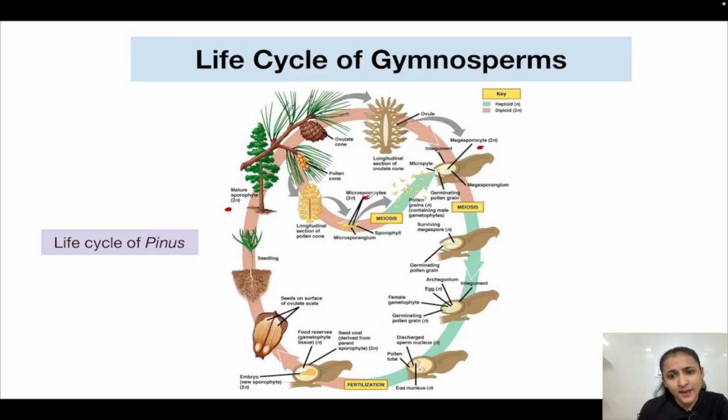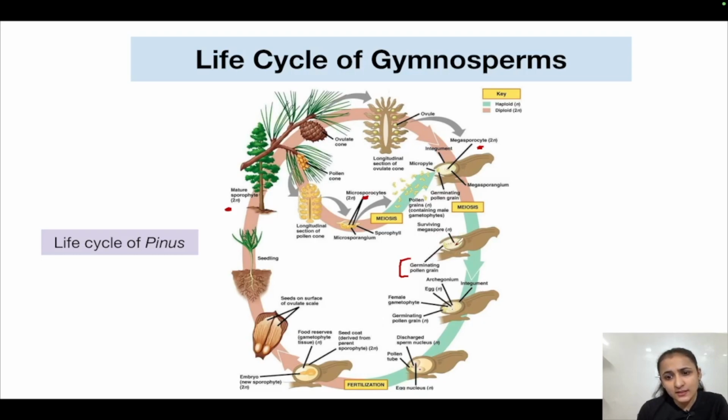Inside the microsporophylls are present the microsporangia. Inside the microsporangia are present the microsporocytes. The microsporocytes undergo meiosis to form pollen grains. Pollen grains contain the male gametes. So the pollen grains are released and reach the micropylar end of the ovule. After reaching the micropylar end, they will germinate to form a pollen tube. In the megasporangium, the megasporocyte also undergoes meiosis to form 4 megaspores, out of which only one survives.